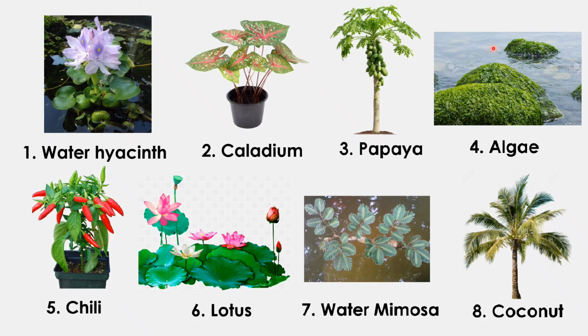algae. If you think algae is a water plant, you can write the number 4 in the star. How about the chili? Lotus. If you think lotus is a water plant, again you can write number 6 in the star. How about number 7? Water mimosa. Do you think water mimosa grows in the water? If you say yes, then you can write number 7 in the star. How about number 8? Coconut. Is it a water plant?